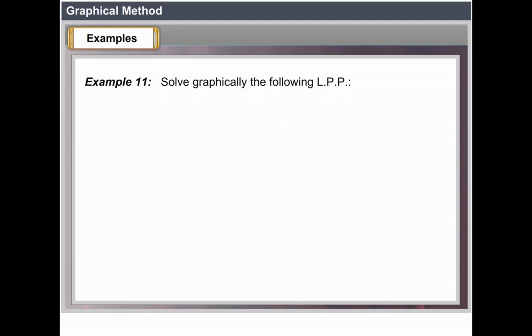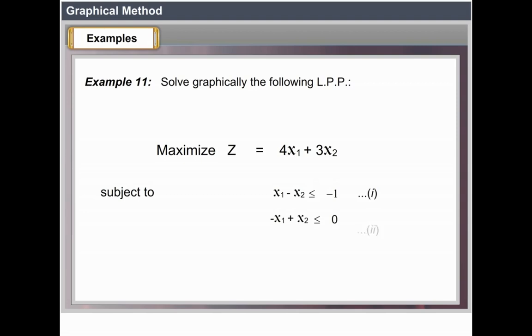Example 11. Solve graphically the following LPP. Maximize z equal to 4x1 plus 3x2, subject to x1 minus x2 less than or equal to minus 1, which is equation number 1; minus x1 plus x2 less than or equal to 0, which is equation number 2; and x1, x2 greater than or equal to 0, which is equation number 3.